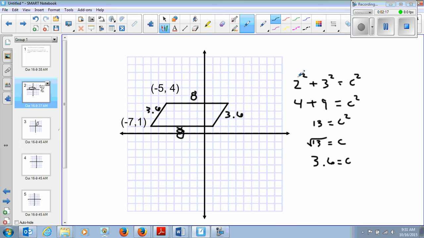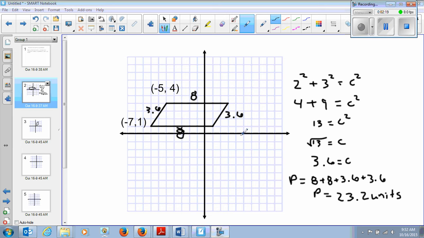So now we just add those together and we'll get the perimeter. So here I went ahead and did the perimeter. It equals 8 plus 8 plus 3.6 plus 3.6. Gives us a perimeter of 23 units.